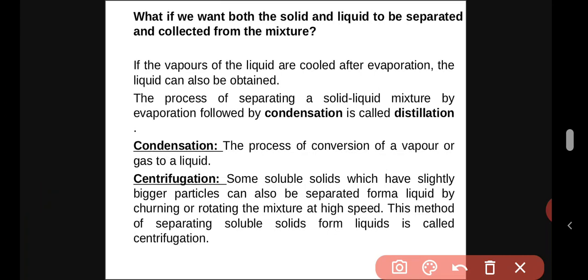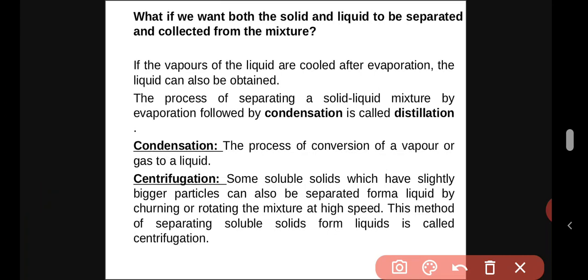Some soluble solids which have slightly bigger particles can be separated from liquid by churning or rotating a mixture. So this method of separating solids is called centrifugation. So what happens in centrifugation is that some solids that are mixed out there, we can separate out from a liquid by churning or rotating a mixture at high speed. That is what we call centrifugation. Basically, we use this in the science laboratory while testing.